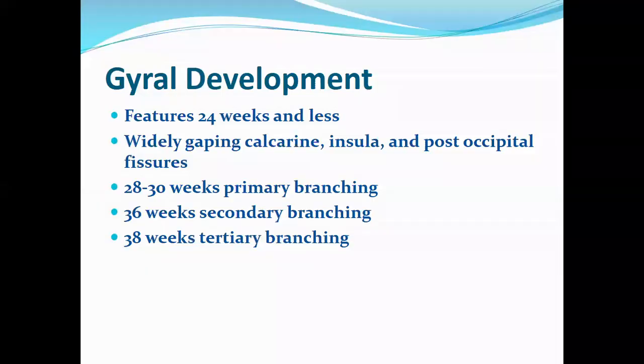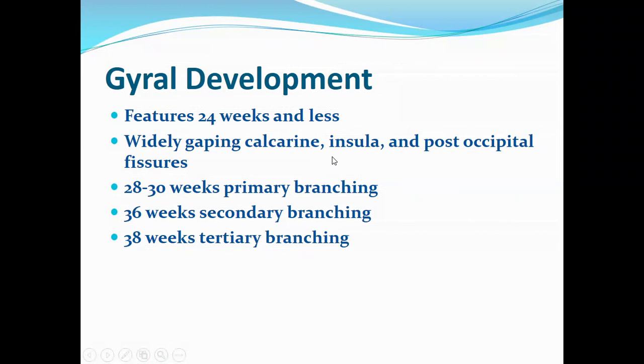Brain development: we will look at the gyration, the gyral development. In an infant of 24 weeks or less, the features are discontinuous and the gapping is wide, between the insular and the posterior occipital fissures.